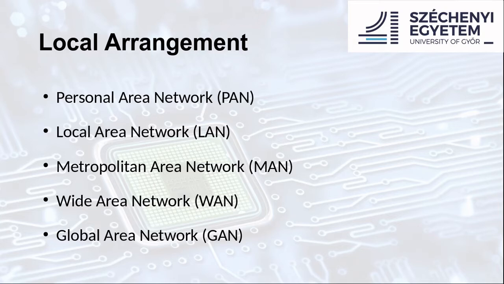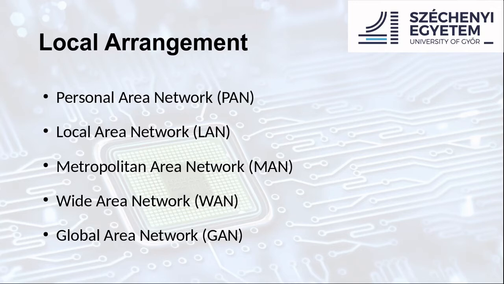According to local arrangement, 5 network types might be differentiated. A personal area network is not a real computer network because it usually contains a computer and its periphery, such as a printer, scanner, and other hardware. A local area network is the smallest computer network, whose size is generally limited to a room, an office, or a building.